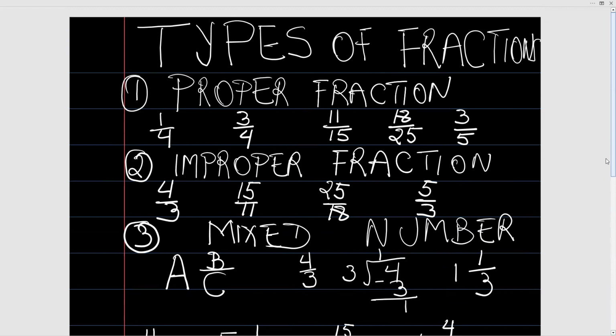Okay, those are the different types of fractions we talk about. A proper fraction is when the top number is less than the bottom number. The second one we talk about, an improper fraction, is when the top number is bigger, greater than the bottom number. And then a mixed number is a combination of a whole number and a proper fraction. A mixed number comes from an improper fraction and does not come from a proper fraction.